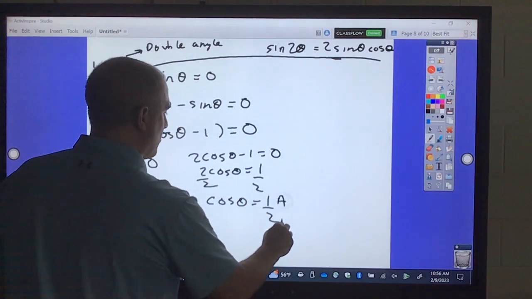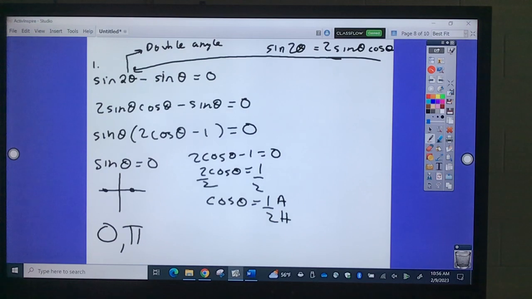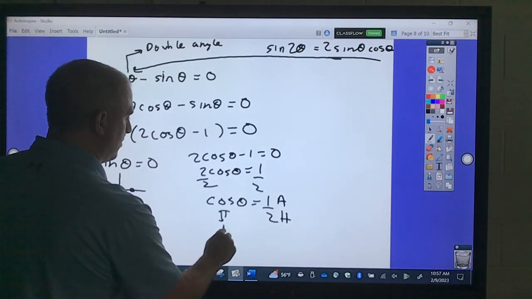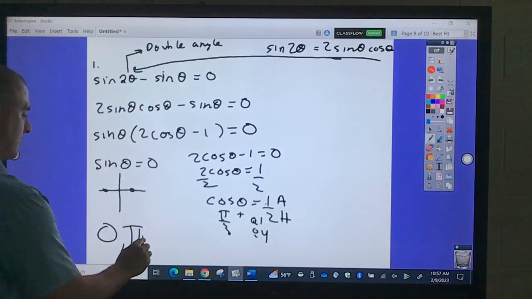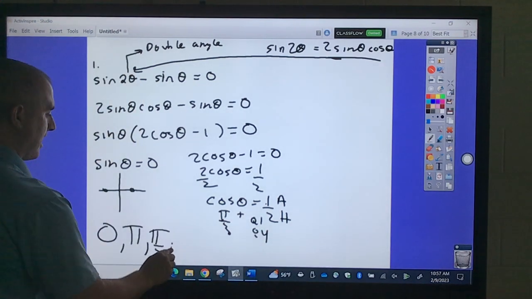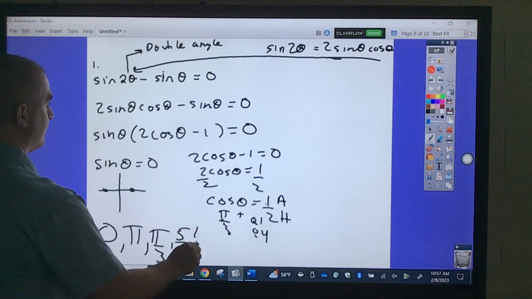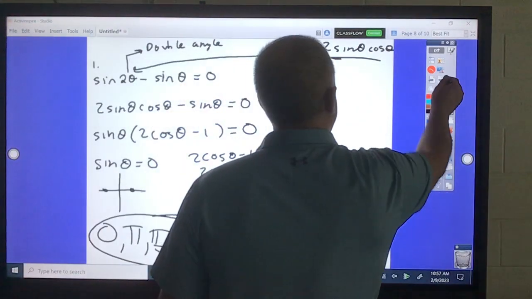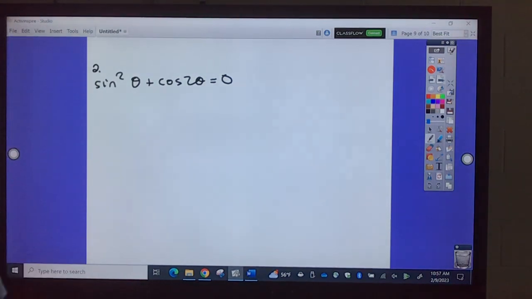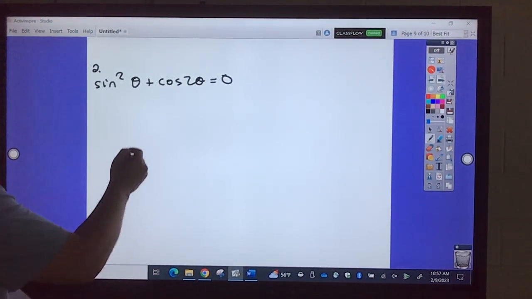Where is the a of 1 and the h of 2? That's going to be the pi over 3 triangle. And since this is positive, I would be in quad 1 and quad 4. So that's going to be pi over 3 and 5 pi over 3. Now, when I look at this one, I see sine squared plus cosine of 2 theta.